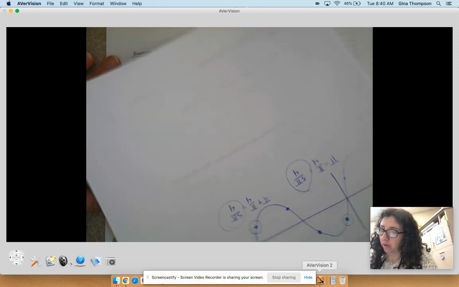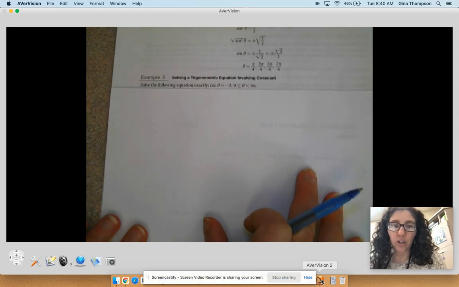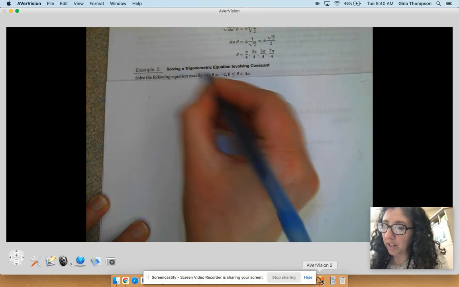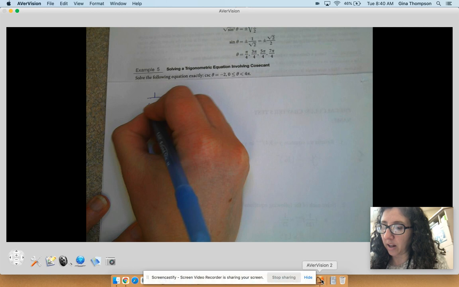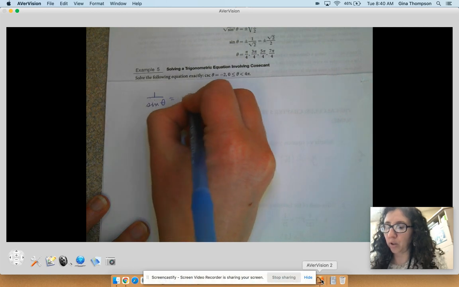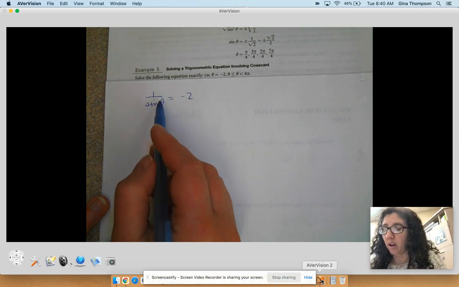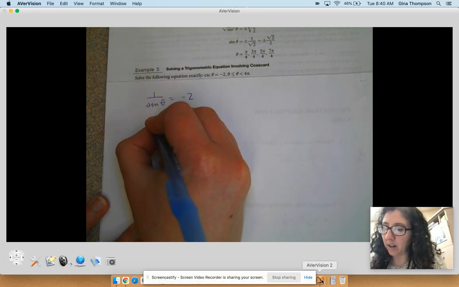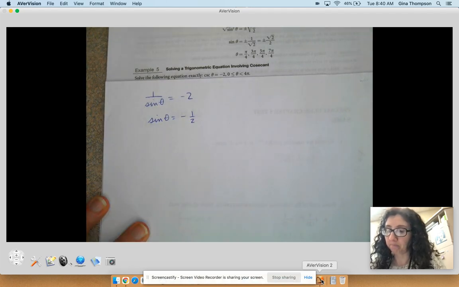All right, let's do another one. All right, what if we don't have just sines and cosines? What if we have things like cosecants? Okay, so if we have cosecant of theta equals -2, I'm going to write that as 1 over sine theta equals -2. So that's the way we do it. We always write things in terms of sine and cosine for the inverse trig functions. Okay, so then I can write sine theta equals -1/2, right?